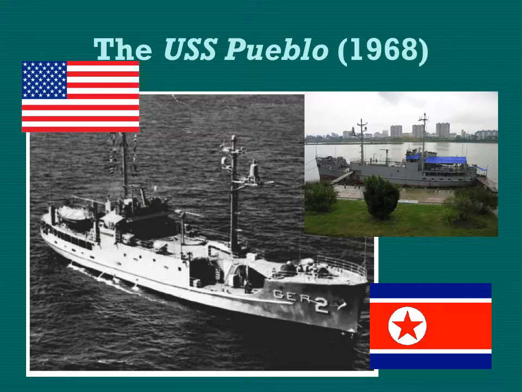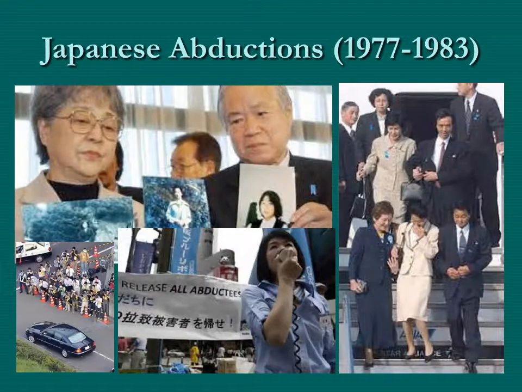We have the instance of the USS Pueblo, which was a U.S. surveillance ship that was taken. That is actually now on public display. As you can see in the picture there, it's a museum to American imperialism, which is interesting in and of itself. There have been nationalist abductions. In the 1970s, the Japanese found that a number of their citizens were abducted and taken to North Korea. And even today, some of the families cannot get access to their loved ones who remain in North Korea. Their fate is a bit of a mystery.